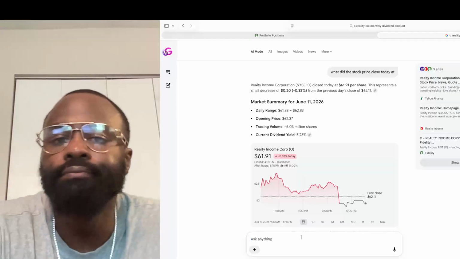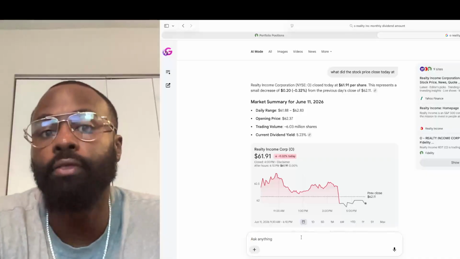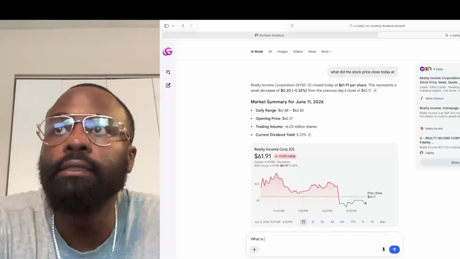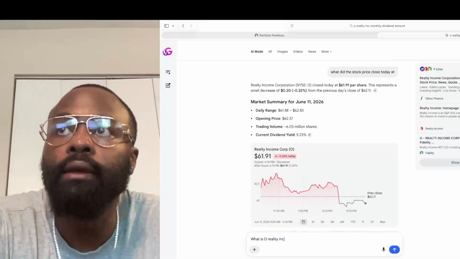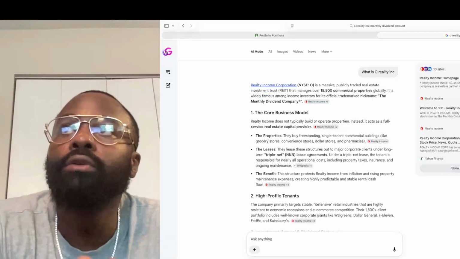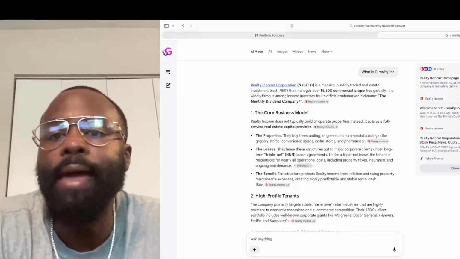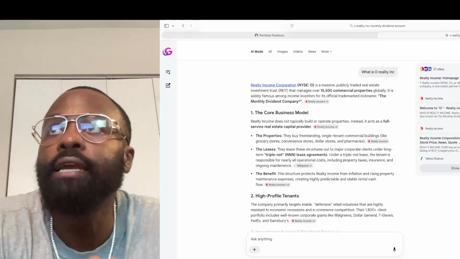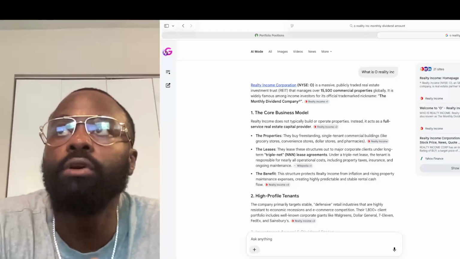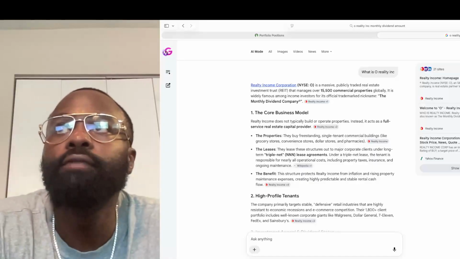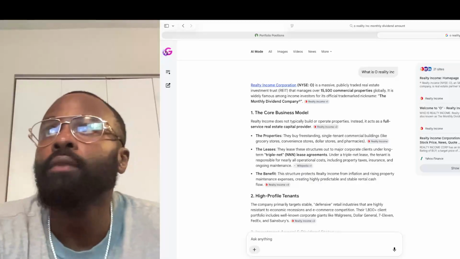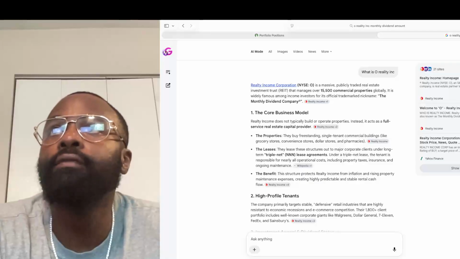The next thing I want to do, I know what the company is. It's a REIT, a real estate investment trust, but we're going to look at what O Realty Inc. is. Realty Income Corporation, O, is a massive publicly traded real estate investment trust, a REIT, that manages over 15,500 commercial properties globally. It is widely famous among income investors, ding ding, because I'm buying it for the income, and it's nicknamed the monthly dividend company.